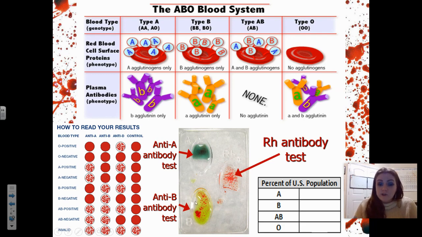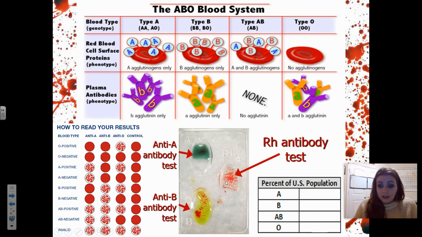So basically, if you see clumping, they have that blood type. Okay, so it kind of seems a little weird at first, but it's actually really straightforward. If you see clumping, they have that blood type. So I'm not seeing clumping in the A, so they're not an A blood type. I'm seeing clumps in the B, so they are a B blood type. I'm seeing little clumps in the Rh, so they are positive. So this blood sample here is a B positive blood type.